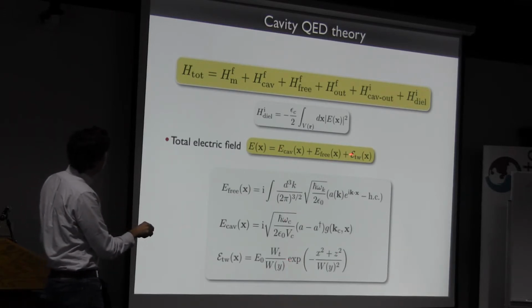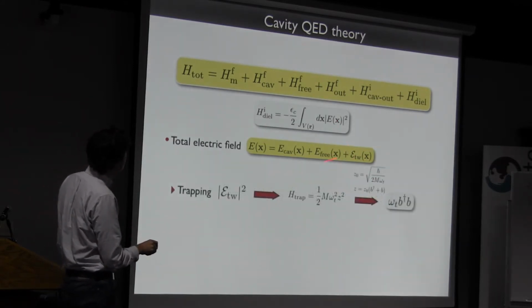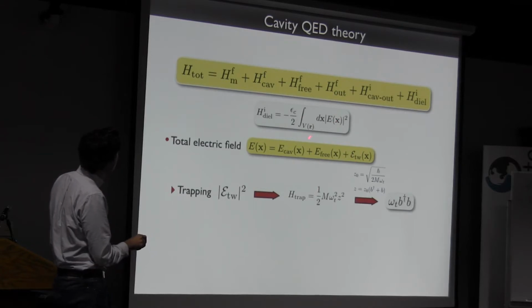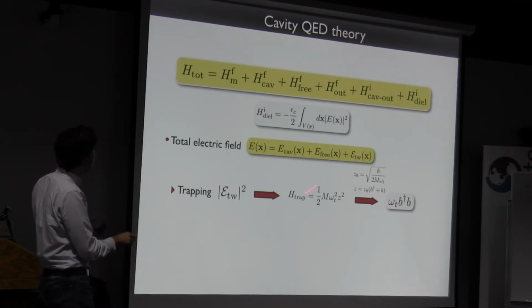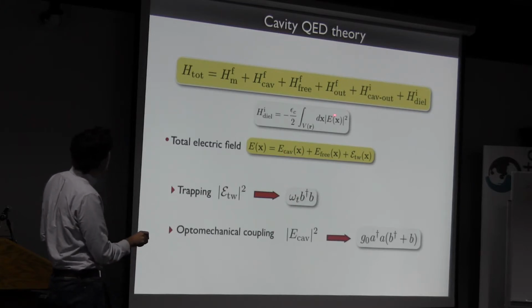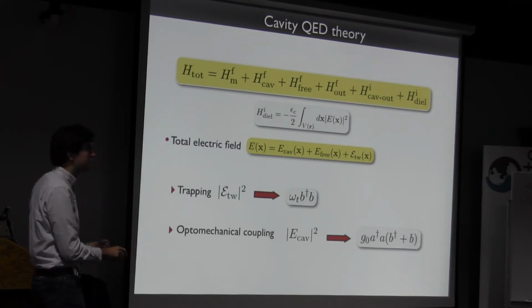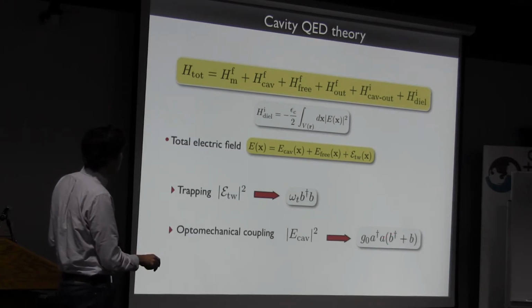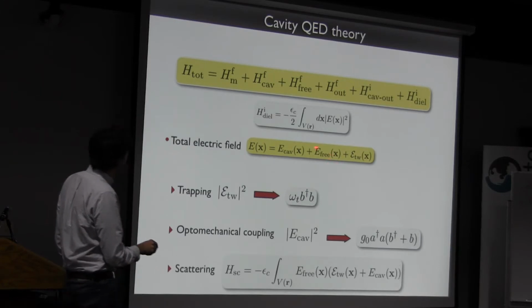Now I can take these three terms, put them inside, and see what terms we get. The first one, the tweezer squared, integrated over the volume of the sphere, will give just a trapping potential with some trapping frequency that depends on all the physical parameters. The second one, the term with the cavity mode squared, integrated over the volume of the sphere, will give the typical mechanical coupling at the single photon level. And the other ones are the cross terms.